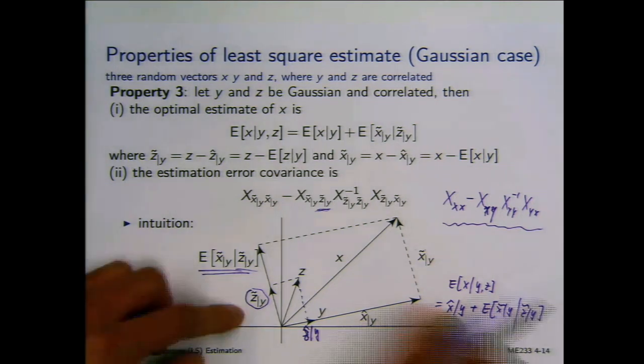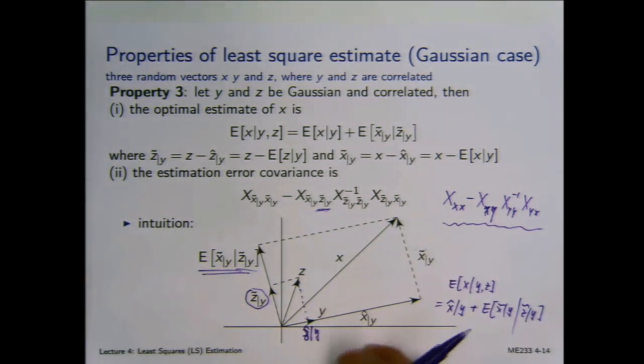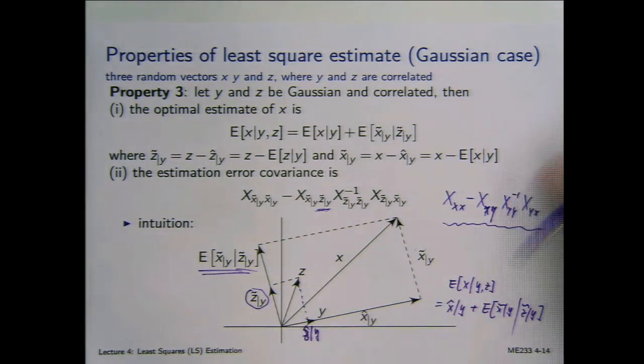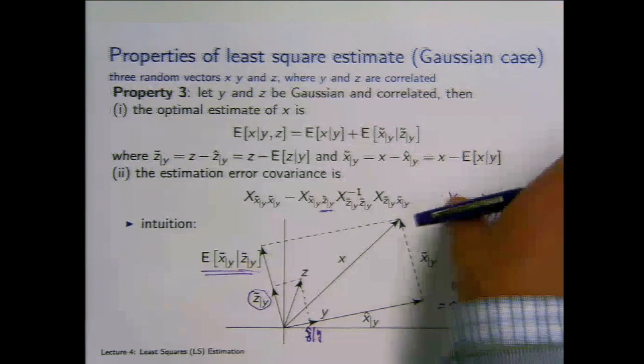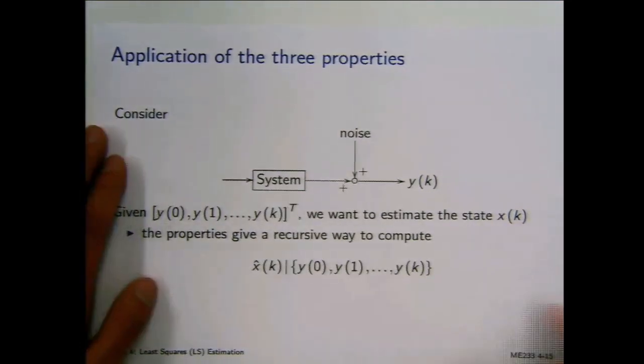And this picture is an important picture. How are we estimating X using different measurements of something that's related to X? These will directly give us a very important idea.